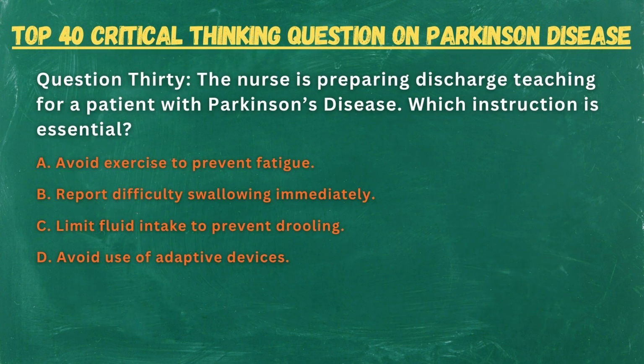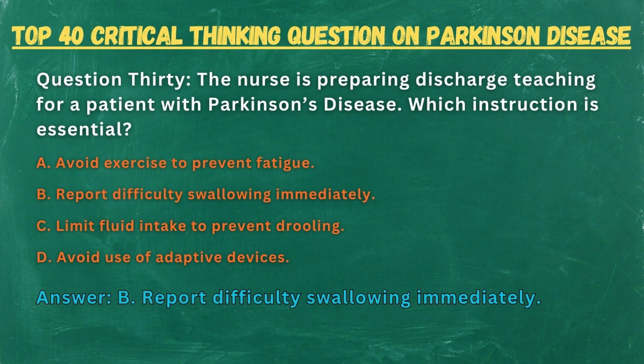Question 30. The nurse is preparing discharge teaching for a patient with Parkinson's disease. Which instruction is essential? A. Avoid exercise to prevent fatigue. B. Report difficulty swallowing immediately. C. Limit fluid intake to prevent drooling. D. Avoid use of adaptive devices. Answer: B. Report difficulty swallowing immediately.